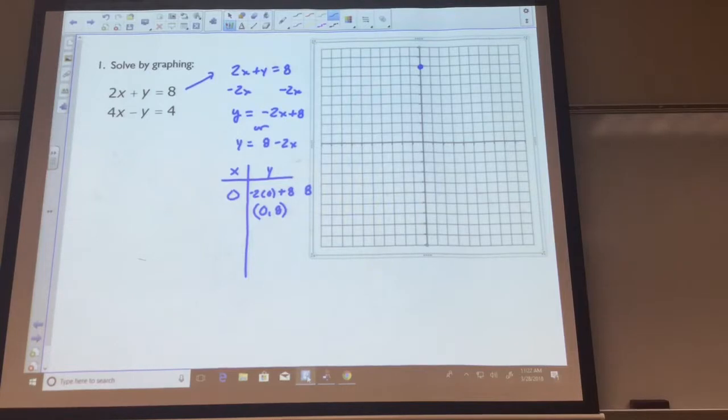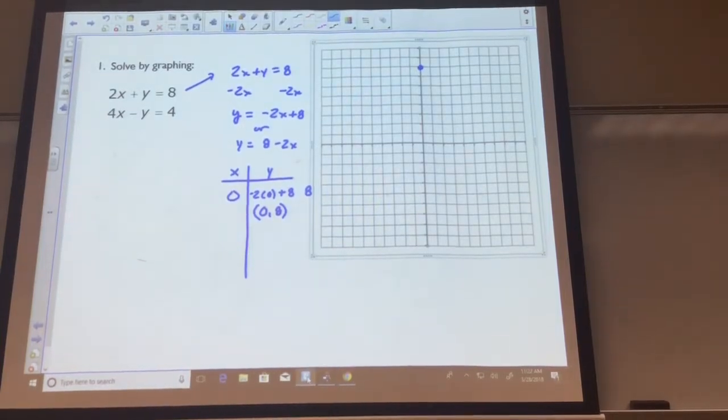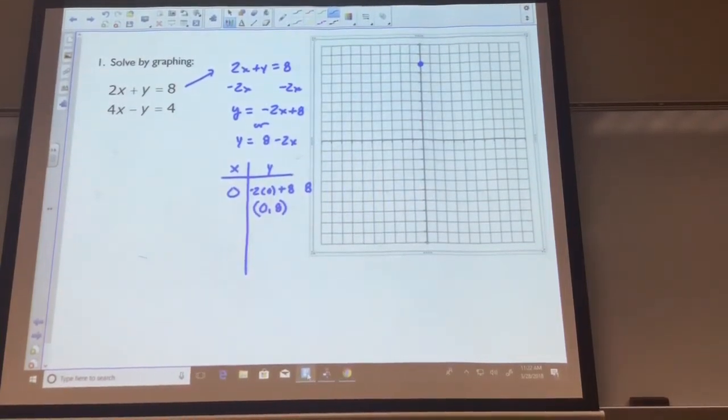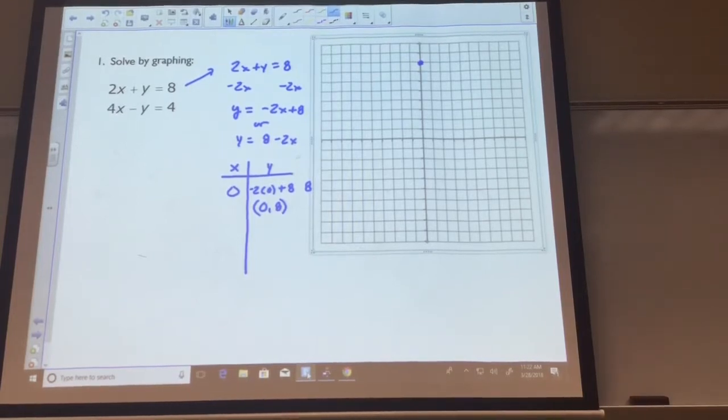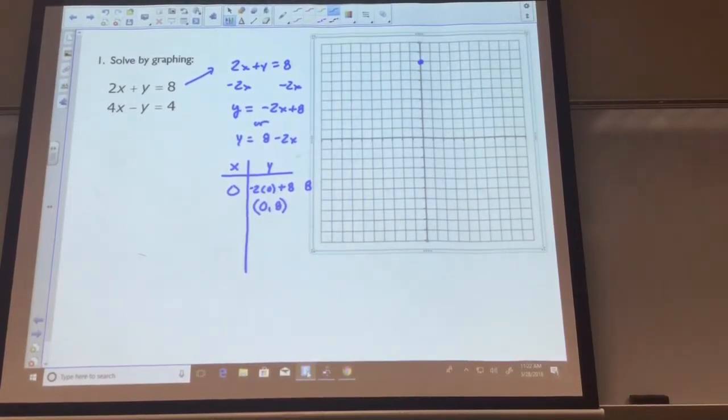We graph x values horizontally, we graph y values vertically. Some of this coming back, sounding familiar? Not boring you too much, okay? Because it's going to pick up somewhere along the line. Now I need a second point.